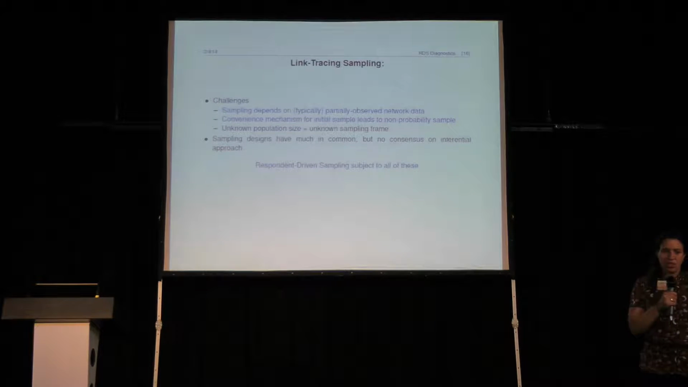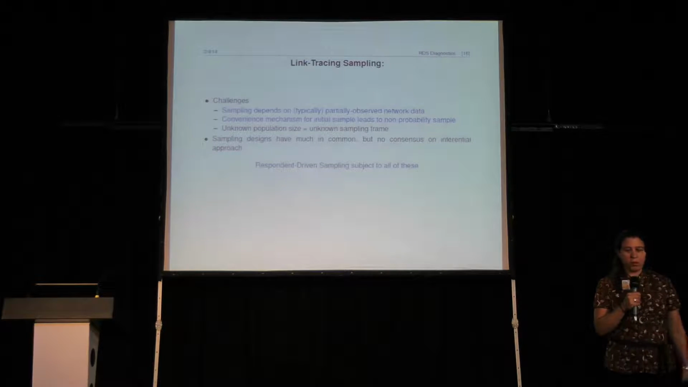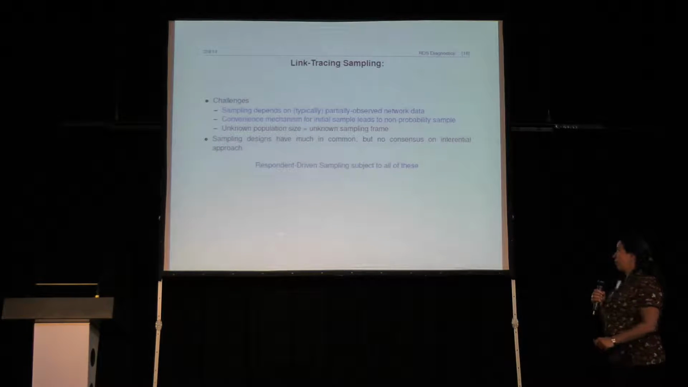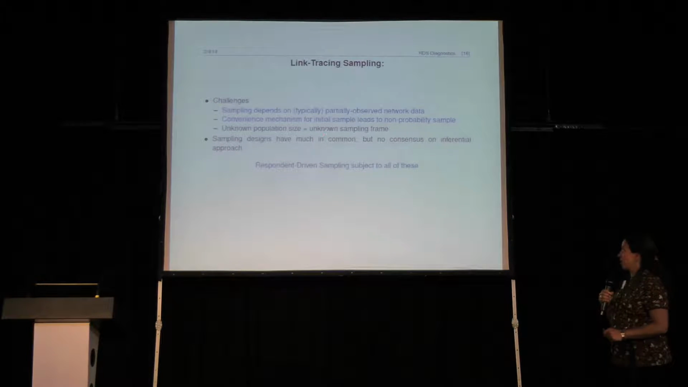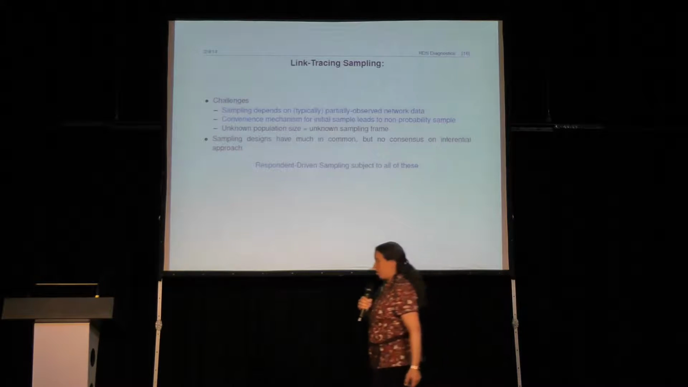And I just want to mention as a statistician that there's been a great deal of work in statistics over the years on inference from link tracing network samples. And that work varies very much in its fundamental assumptions and also how to make inference. So although many of these sampling designs have a lot in common, there's no consensus on how you would make inference from data that have these challenges.